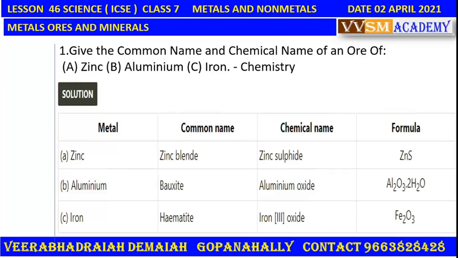Now, give the common name and chief name of an ore. Zinc. Zinc blende is the common name. Chemical name is zinc sulfide. Formula is ZnS, zinc, Zn. Aluminium, bauxite, aluminium oxide. Then iron, hematite, iron 3 oxide, Fe2O3. This is the question.